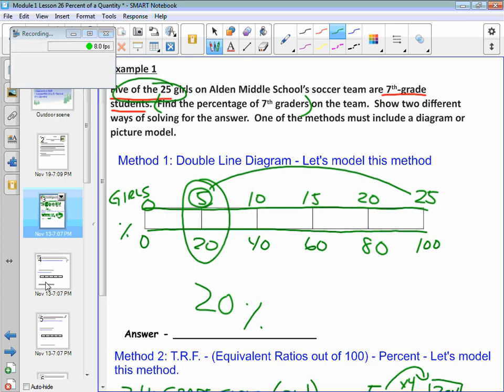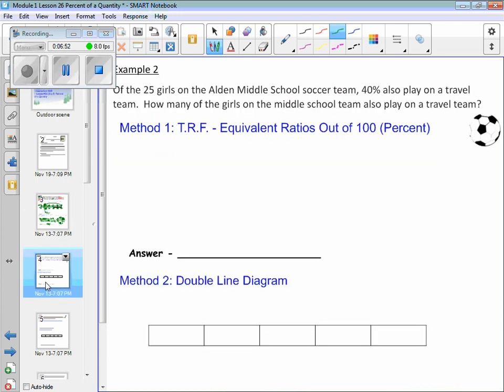Okay, let's go on to the next one. Same middle school, same total number of girls, 25. However, read through this now because they're asking you for something different. And then I'm going to ask you what the VIPs are, and I'm going to ask you what is it that we're trying to find. First things first, what is the total amount of girls? Lil. That's a key VIP. It's still 25 girls total. What else is a VIP?